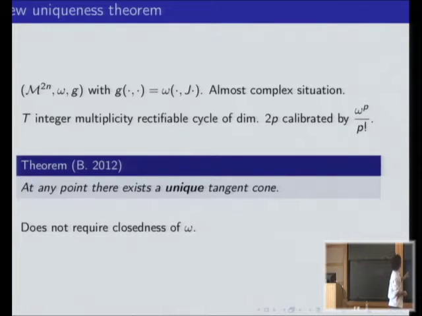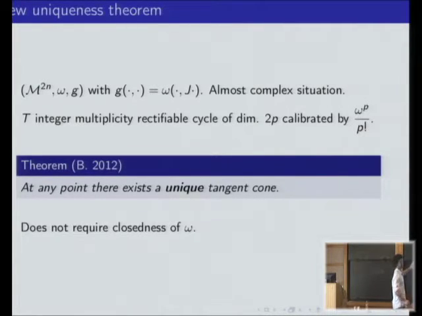So the new uniqueness theorem for tangent cones I'm presenting is the following. We are in an almost complex situation, as I described before. We don't need the closedness of omega, so it's just a semi-calibration. So it's an almost Hermitian manifold, actually. And we take an integer multiplicity rectifiable current of dimension 2p, calibrated or actually semi-calibrated by this form, which is a power of omega normalized by p factorial. And then we get uniqueness of tangent cones everywhere.